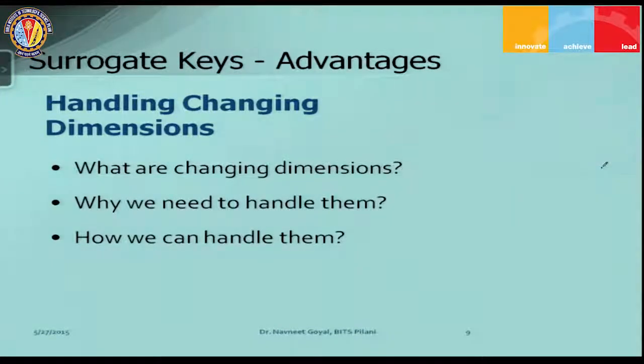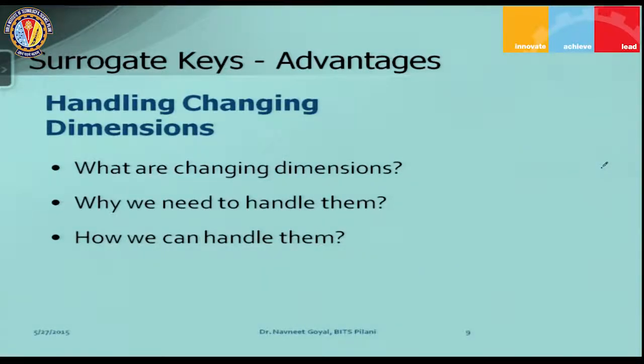So we don't worry about the old values. So in changing dimensions, any attribute value for any dimension record that changes is referring to a changing dimension. So why do we need to handle them? It is important to know what has changed in a particular dimension record, because it helps us analyze a lot of things about that particular dimension and the associated facts, right? So it is important to keep track of each and every change that happens in the operational system, so that we can do proper analysis.